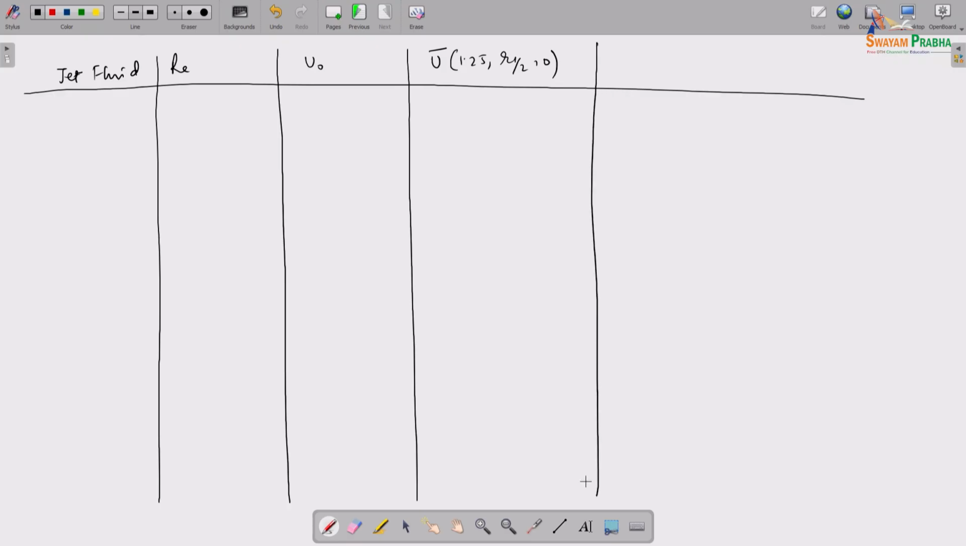So 1 is water, 2 is air, castor oil, a fuel oil, kerosene.